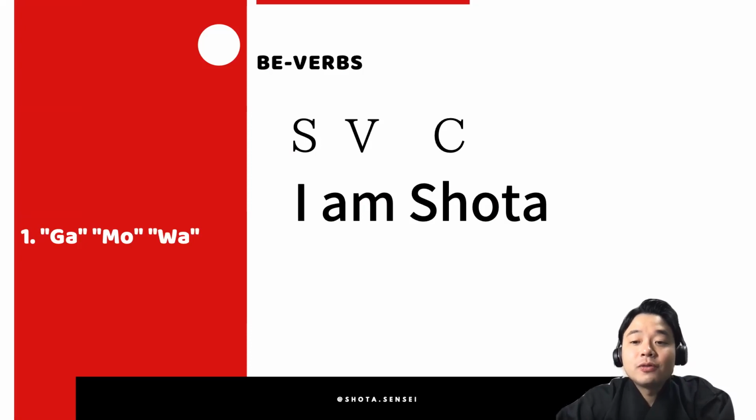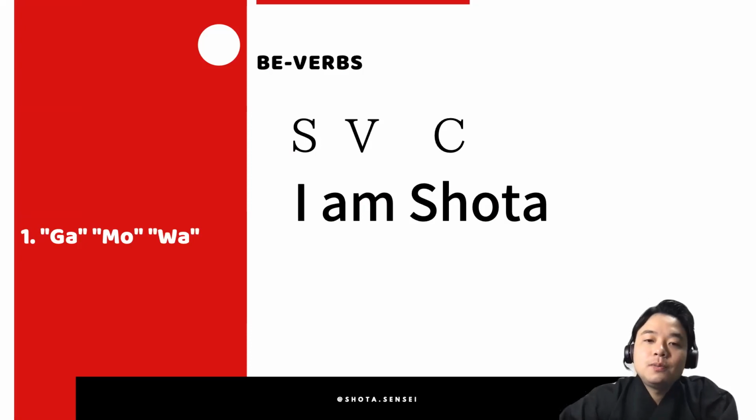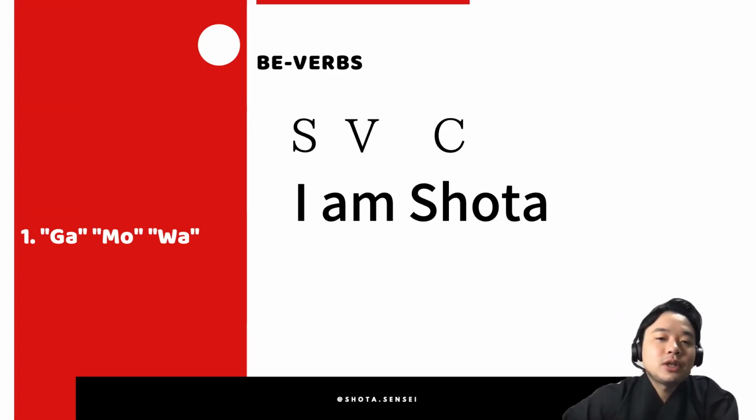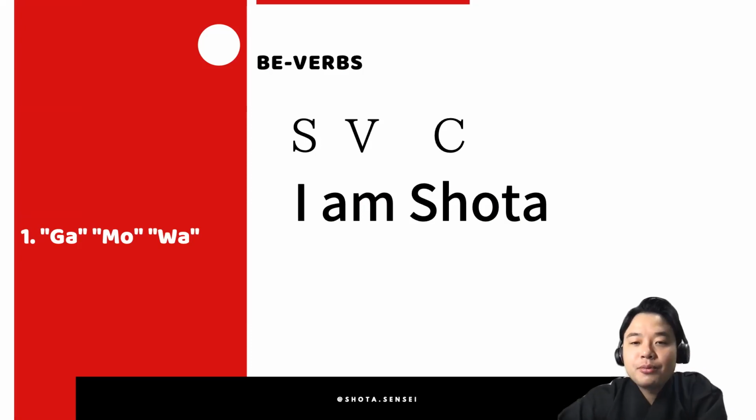To convert the be verb to the subject I, the be would change to am, right? You don't say like I is Shota or I are Shota. Instead, what you say is I am Shota, just converting the be verb to the subject in the appropriate way.